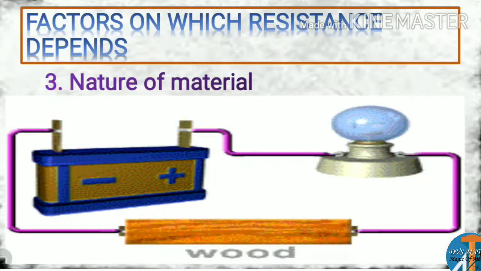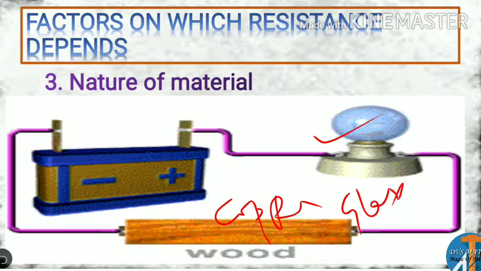Here you can observe, if you consider a wood, wood is an insulator, so there is no glow of a bulb. Or in the place of that, if you take copper, there will be flow of charges, this bulb glows. Or in the place of that, if you consider a glass, there is no flow of charges in that. So this is about nature of material. Just observe whether it is a conductor or an insulator. Conductor, low resistance. Insulator, high resistance.